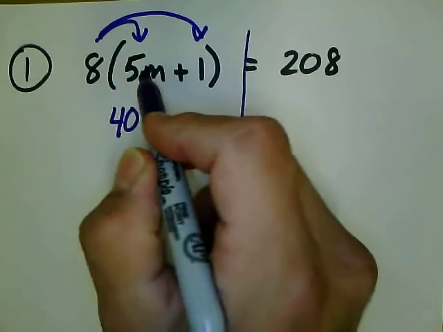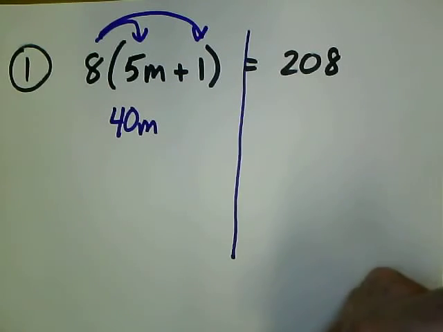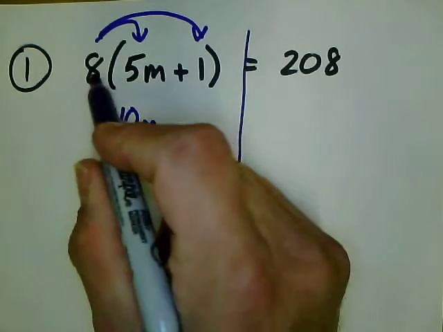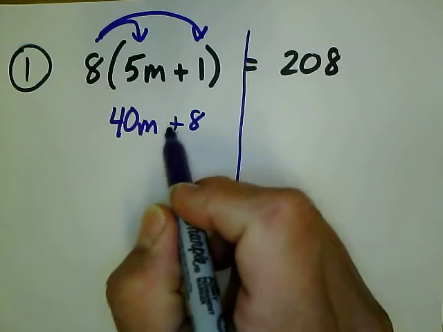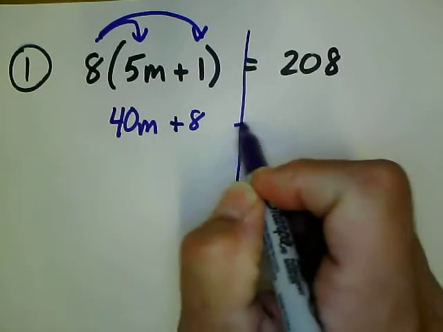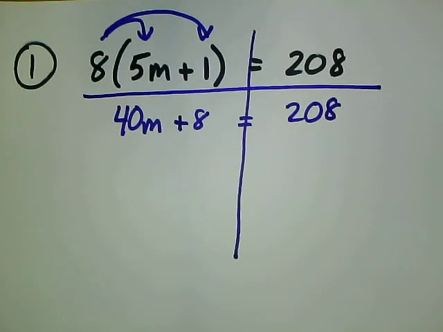And we count the number of m's they have together. Well, this has no m's, this has one m, so we put 1m. Then we do 8 times 1, and 8 times 1 is 8. And since 8 is positive, we put a plus in there. And we've got the first step done.